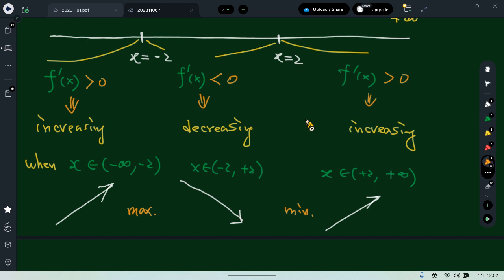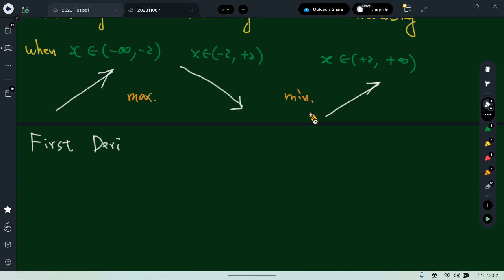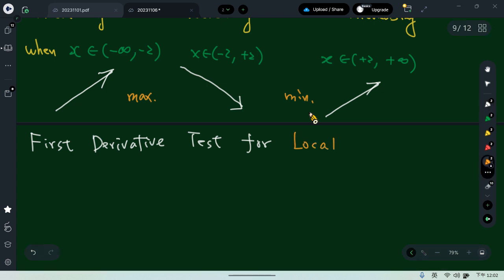Okay, forget it. So later I will show you a theorem that if there is a behavior going up and going down, you can have a maximum value. Going down and going up, you can have a minimum value. So I will give you the first derivative test for the local extrema. What is that?